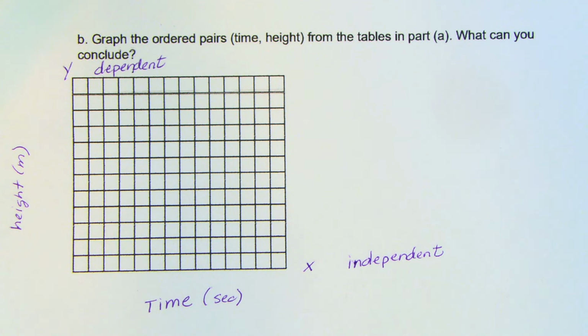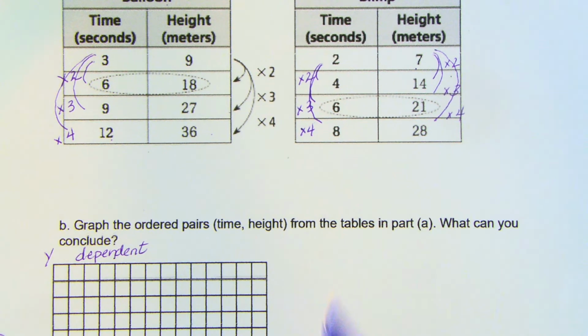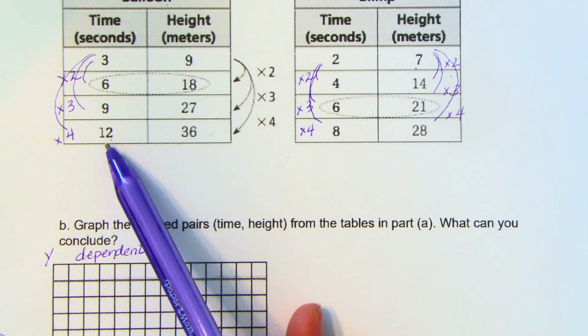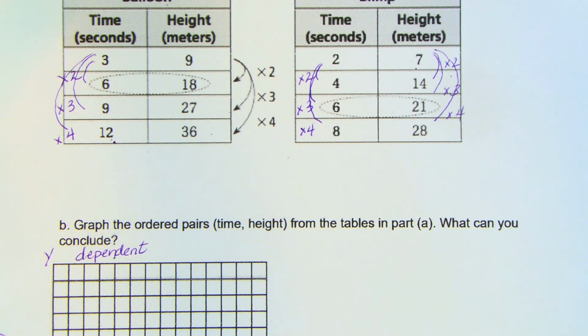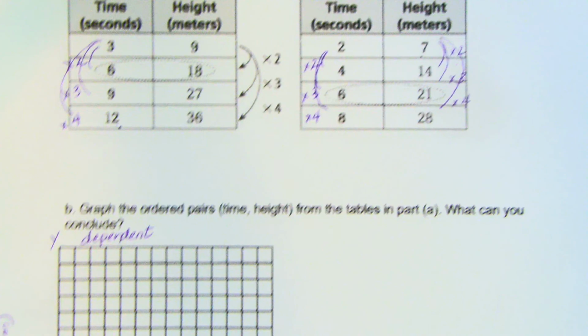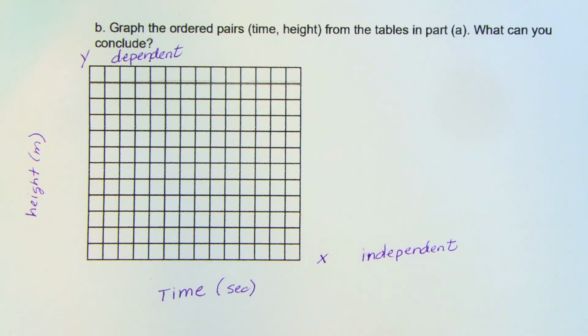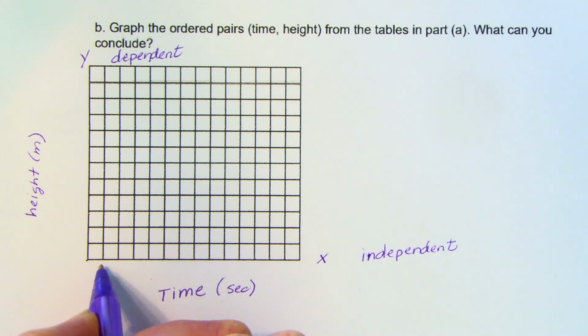Let's see, we need to choose a scale. When I'm looking at my time numbers, I see that 12 is the biggest number I have. And so I am going to number on my x-axis by ones. All right, remember that this is 0, so you have to start counting here at 1.